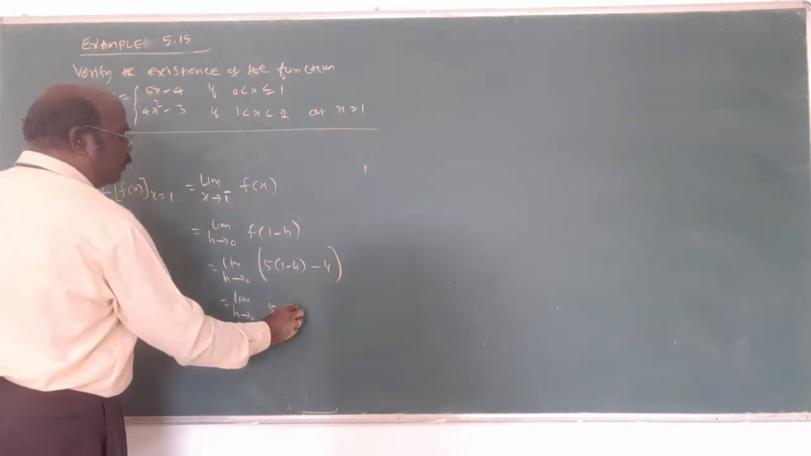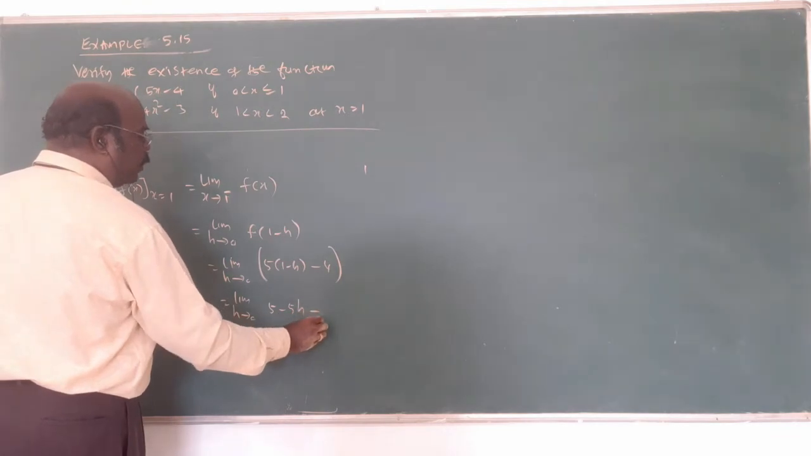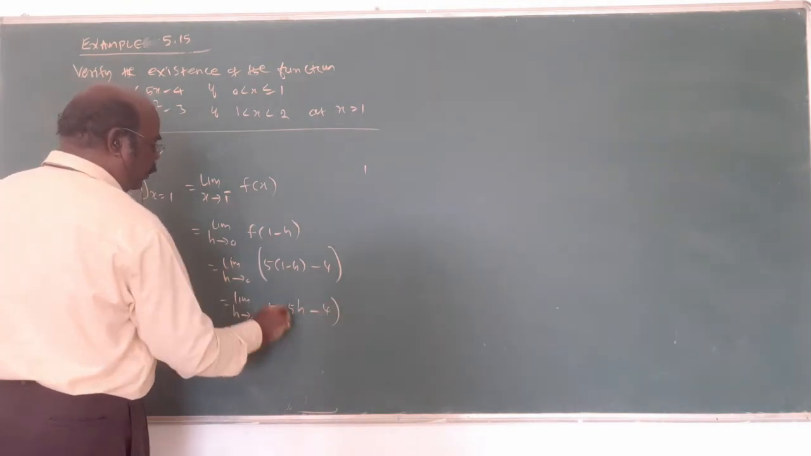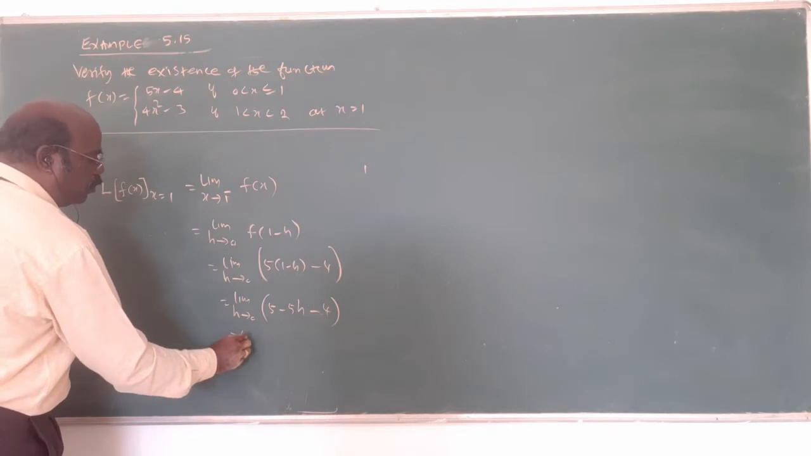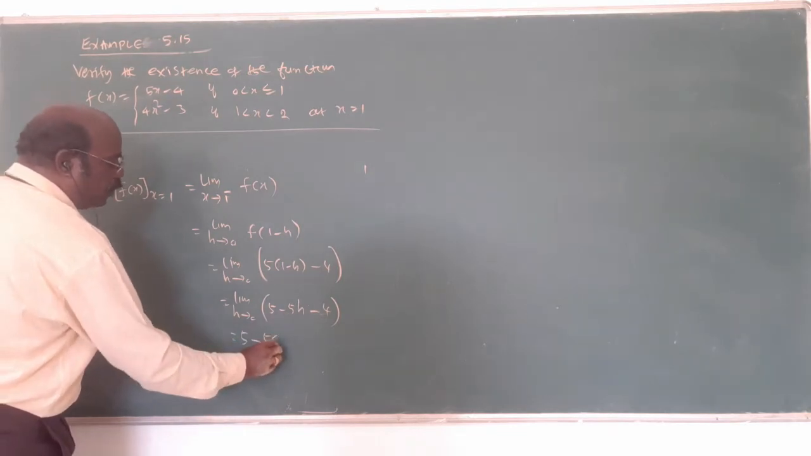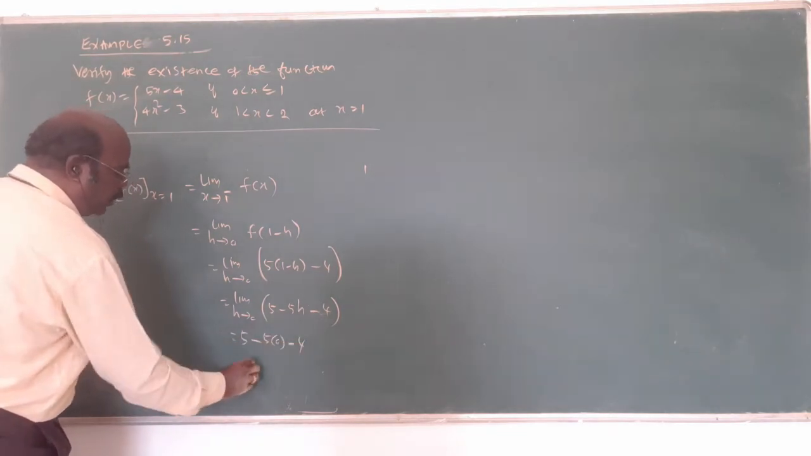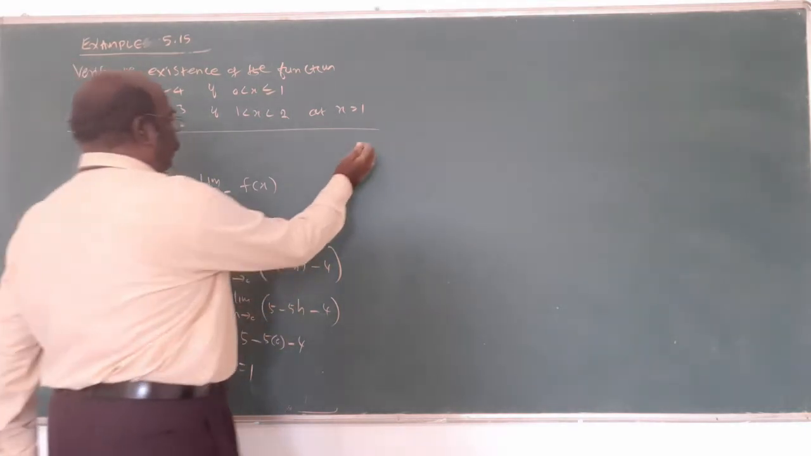5 minus 5x minus 4. Now replace x by 0: 5 minus 5 into 0 minus 4. That is the answer, 1. Am I right? That is the first answer.